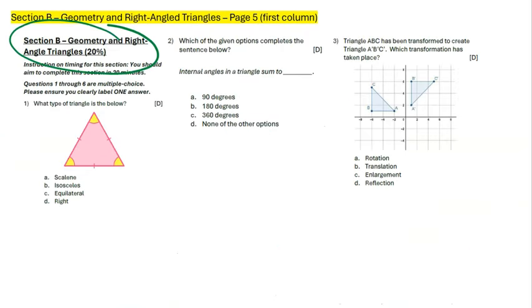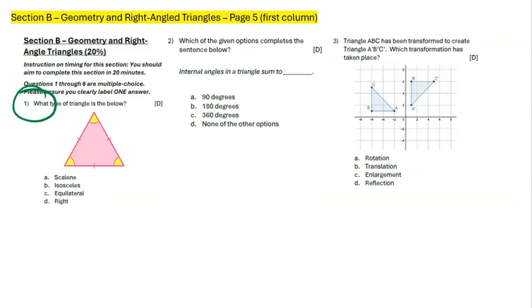So we're now into section B. This is the geometry and right angle triangle section. It's worth 20% of the overall grade, which means you should be spending 20 minutes on it. Just a reminder, it's a risky game to go over your 20 minutes because it means you might miss entire sections instead of part of sections. So try to stick to those times really thoroughly.